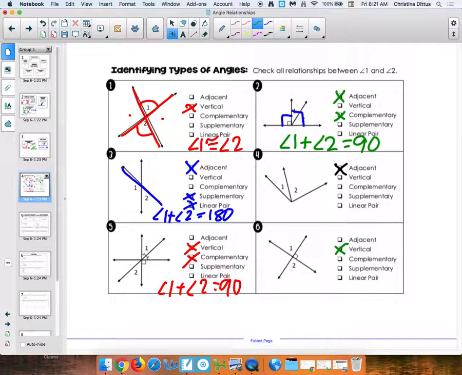Because they're both 90. If this is a right angle, this is a right angle, this is a right angle. Last time I checked, 90 plus 90 is 180, so they have to be supplementary. Are they a linear pair? No. Linear pairs have to be next to each other. Like here, if they're adjacent supplementary, they're linear. Here, they're not next to each other, so they can't make a linear pair.